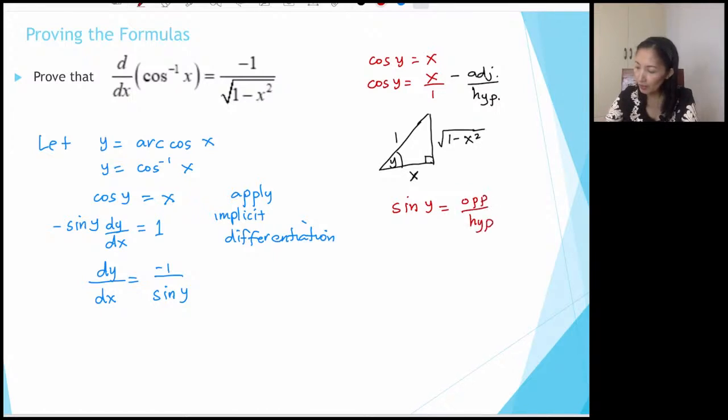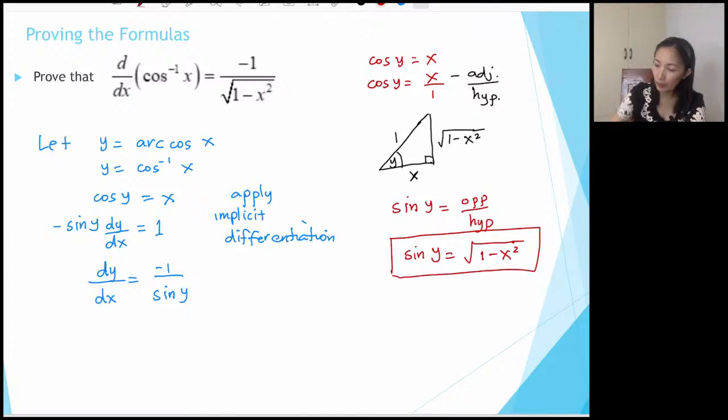So sine of angle y is equal to opposite over hypotenuse. The opposite side is this, and the hypotenuse is 1. So sine y is equal to the square root of 1 minus x squared all over 1.